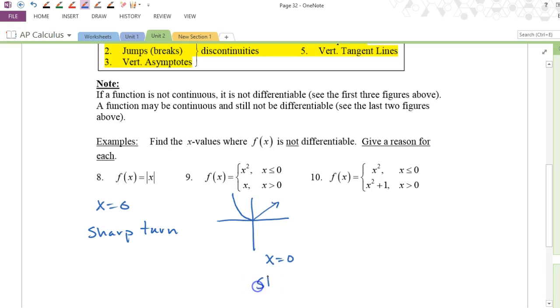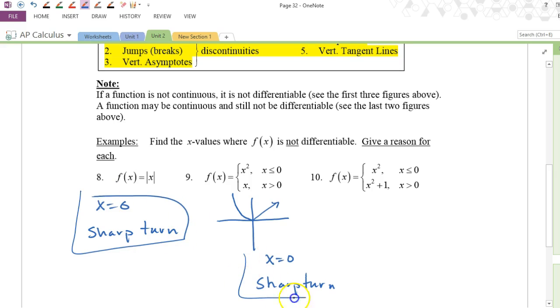Yes, Abby? Wouldn't the second part of the piecewise function just be a vertical line? The second piece? No, just x is like that. So it has a slope of 1, up 1 over 1 with a y-intercept of 0.